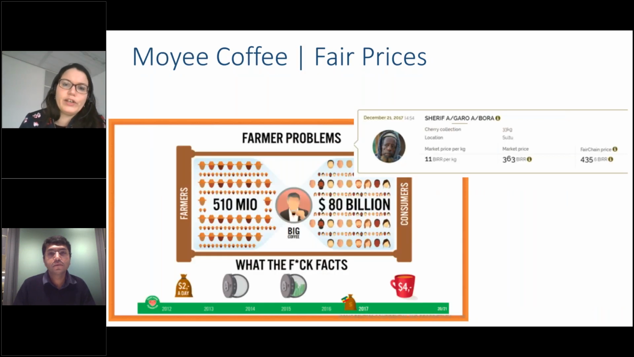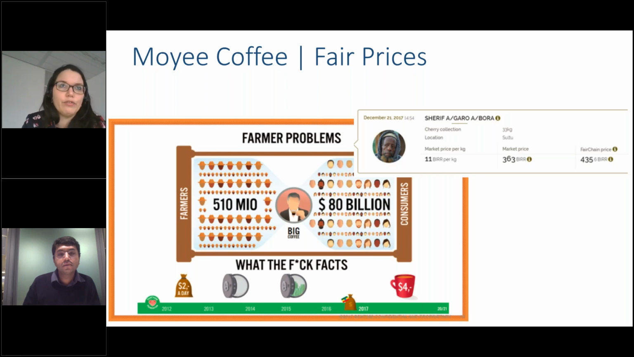And also you see this tracking and tracing in a lot of other commodities. So many producers are experimenting with this. So this is a case of Moji coffee, and they use this tracking and tracing for cherry collection for coffee. And they focus more on the wages that the coffee pickers or collectors have been earning. So what they do, they track and trace the coffee.